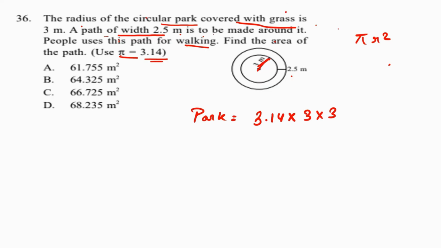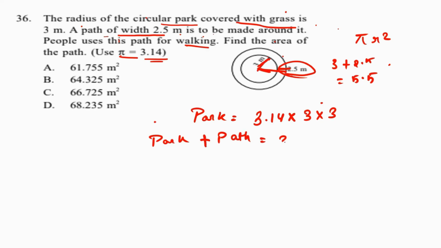Next, the area of the park along with the path. What is the radius of the outer circle? 3 meter for the inner one and the width of 2.5 for the path. So 3 plus 2.5 is 5.5 for the outer circle. So the area of the park along with the path would be pi, which is again 3.14, multiplied by 5.5 into 5.5. Now what's the difference? You have to just find for the path. So if you just subtract these two areas, you would get just the area of the path.